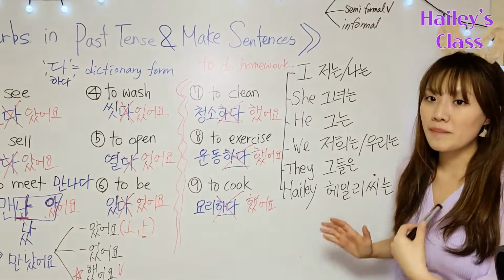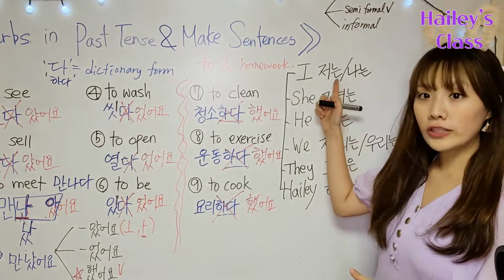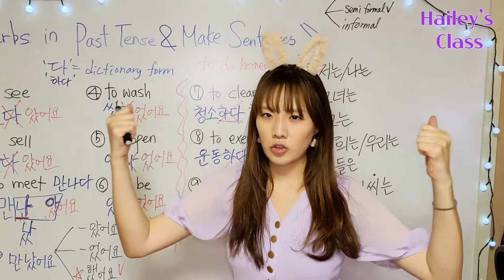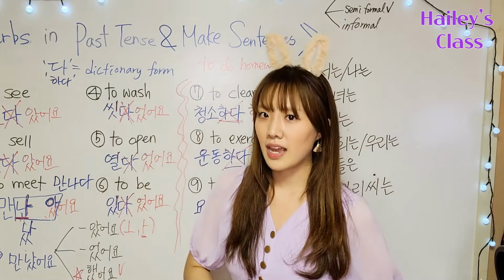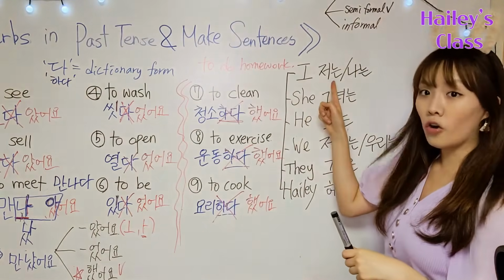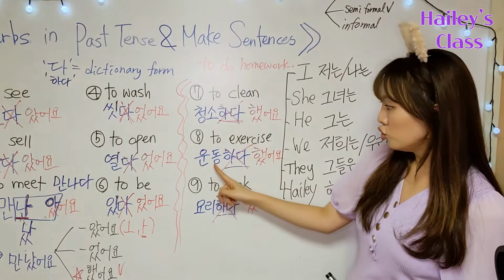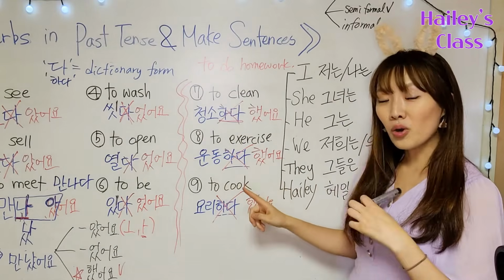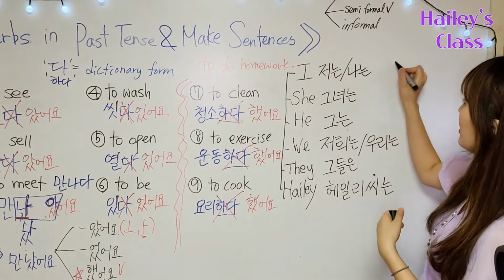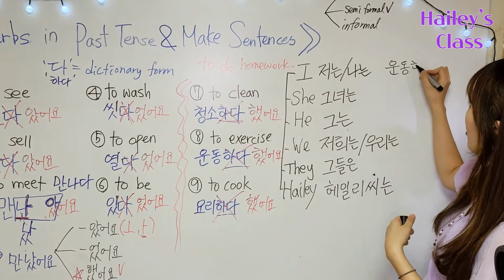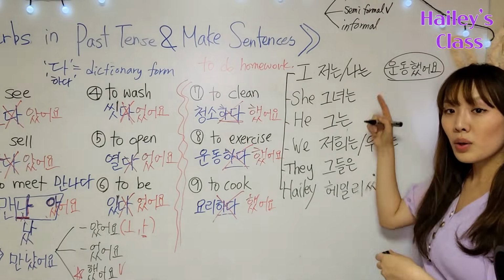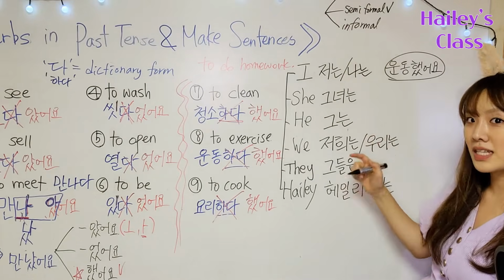Okay? So we're going to make a sentence. Okay, so 저는, for example, I exercised today. I exercised. And how can you say that? I exercised. 저는 운동했어요. I exercised. 저는 운동했어요. You put the 운동했어요. So let's make a sentences.